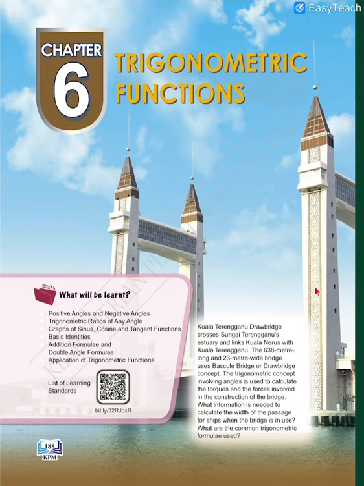Okay, what we have here, so can you see that this is a Kuala Terengganu drawbridge cross Sungai Terengganu estuary and links Kuala Nerus with Kuala Terengganu. The 638 meter long and 23 meter wide bridge uses bascule bridge or drawbridge concept. The trigonometric concept involving angle is used to calculate the torques and the force involved in the construction of the bridge. So what information is needed to calculate the width of the passage for ship when the bridge is in use? So what are the common trigonometric formula used?